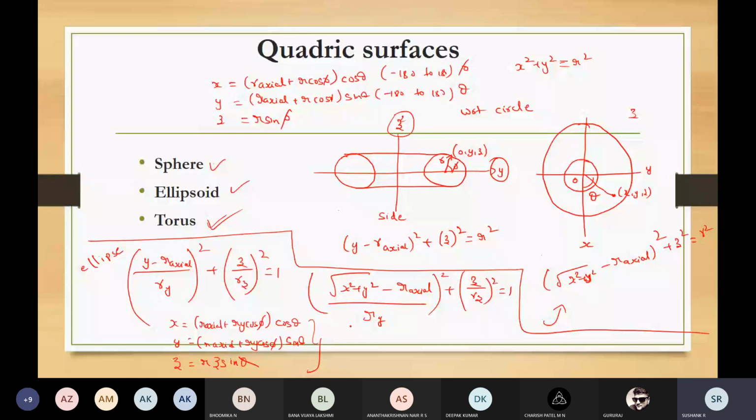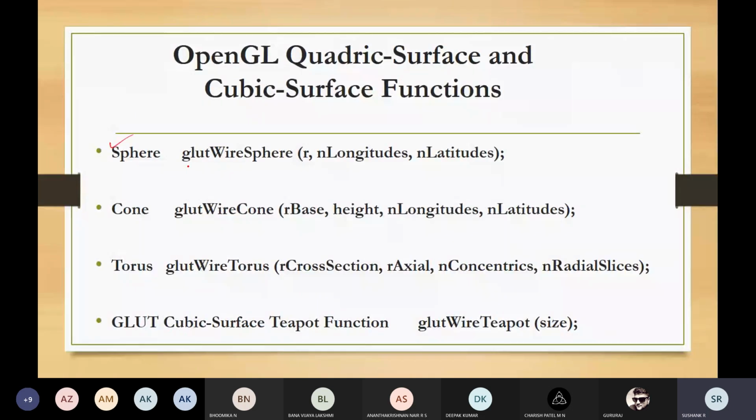So this can be generated with respect to the circle as well as with respect to the ellipse. So now what are the OpenGL functions? We have OpenGL functions for these quadratic or cubic surfaces. We have some OpenGL functions for the sphere, for the cone also, and for the torus also. So for representing these quadratic surface objects, we can use these functions to display them.